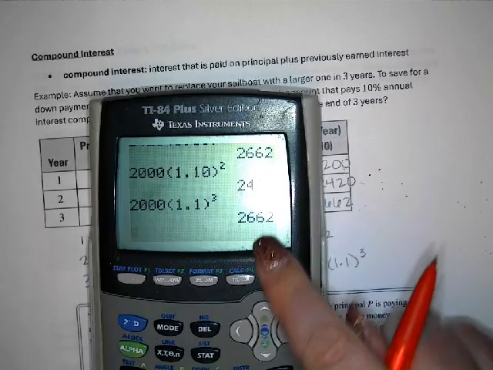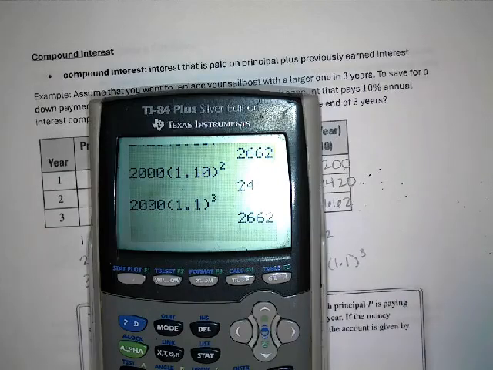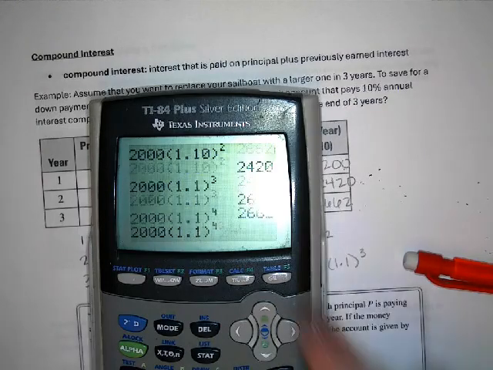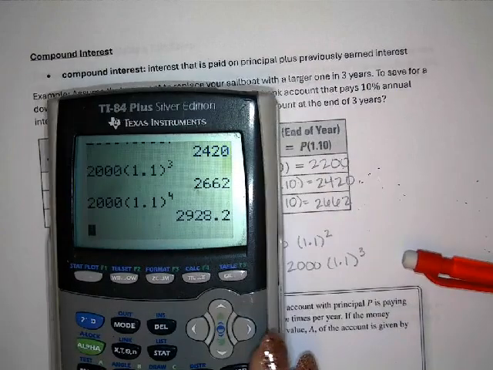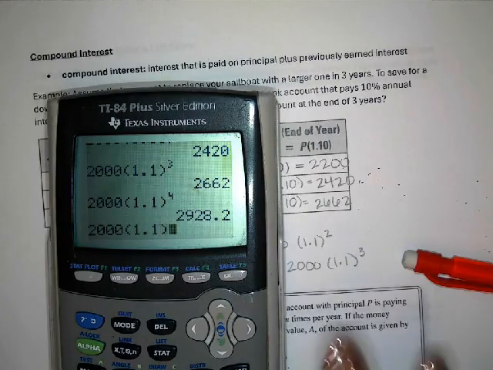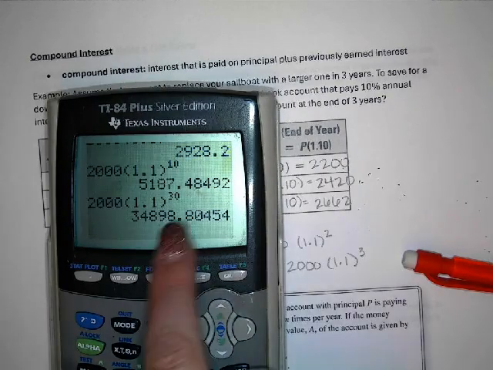So if we wanted to calculate how much money would be in the account the fourth year, all we really have to do is write 2,000 times 1.1 to the fourth. And that's how much money would be in the account the fourth year. If we wanted to know how much money is in the account the 10th year, we could say 2,000 multiplied by 1.1 to the 10th. If we wanted to know how much money would be in the account in the 30th year, we could say 2,000 times 1.1 to the 30th. And then this is how much money would be in the account in the 30th year.